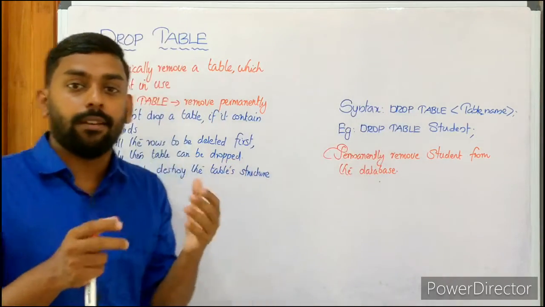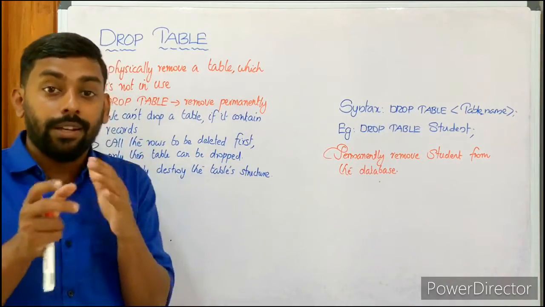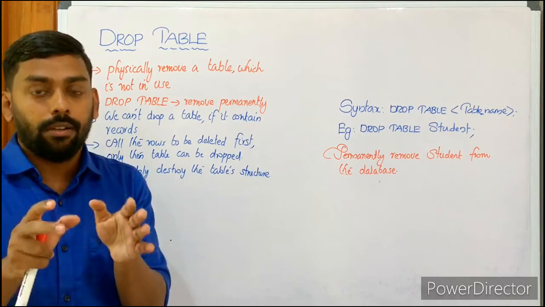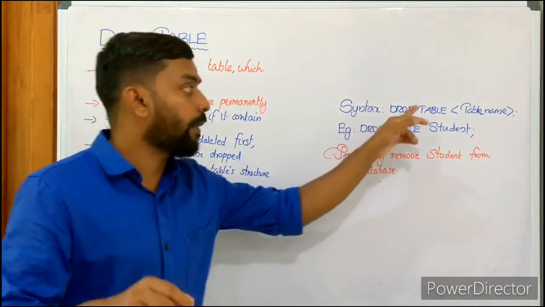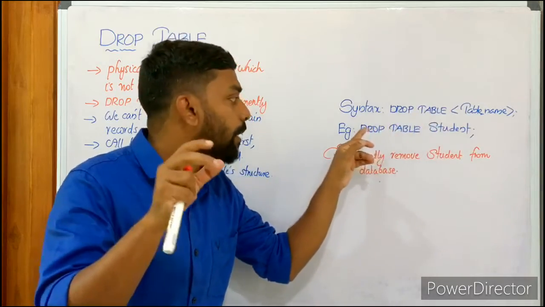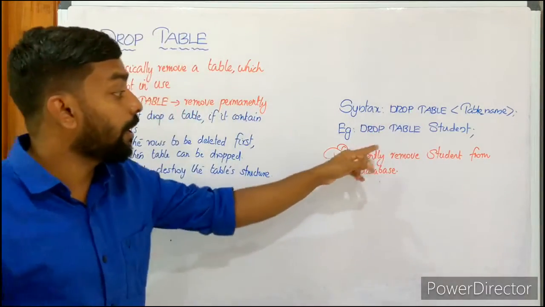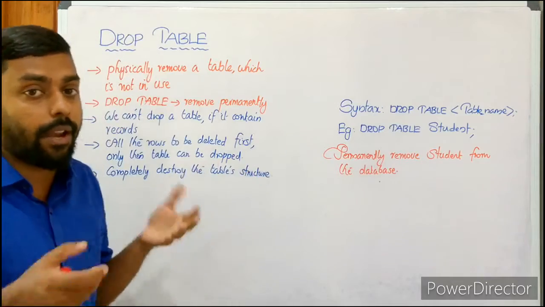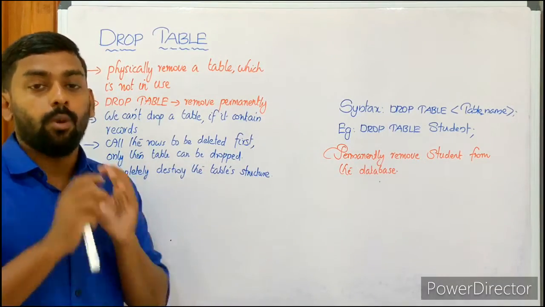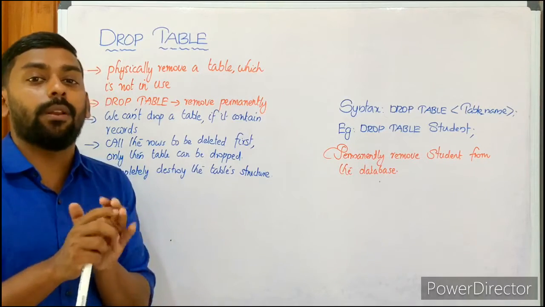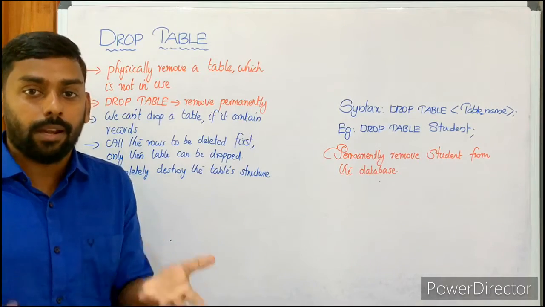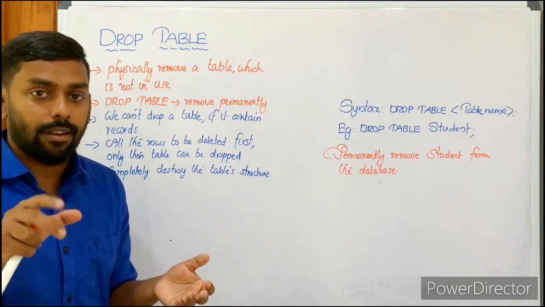Actually, we have seen while using all the DDL commands, create, alter and drop, that the keyword table is used along with all of them. So here also we have drop table, table name. It's a very simple command. Drop table student permanently removes the student table from the database. You cannot see any reference of the student table anymore, meaning the structure or definition is removed from the database. No reference exists anymore.